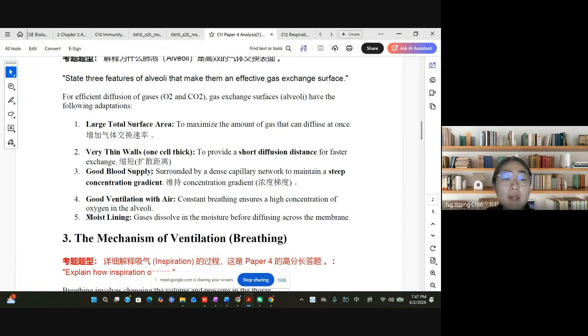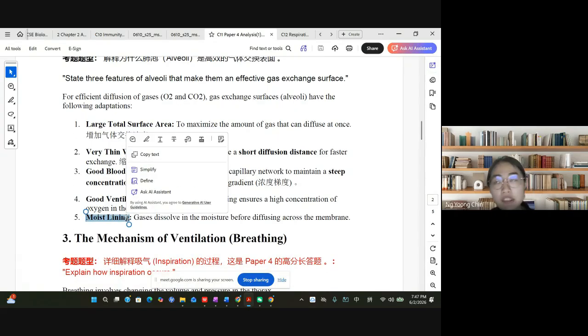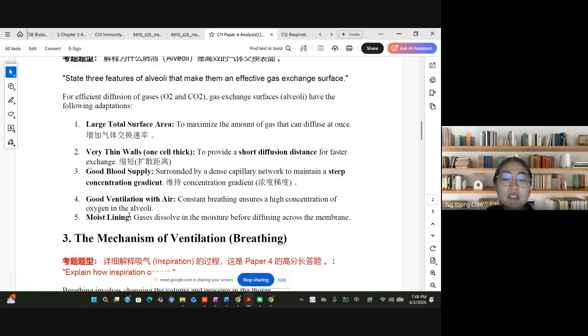And then they have a very moist lining, because your gases, oxygen and carbon dioxide, are in gas form. So when the gas comes into contact with the surface of the alveolus, there should be some moisture on it, just a little bit of water. So the oxygen can dissolve. You need to allow your respiratory gas to dissolve in the water, and only then will it be transported to the blood. So this is the 5 features.